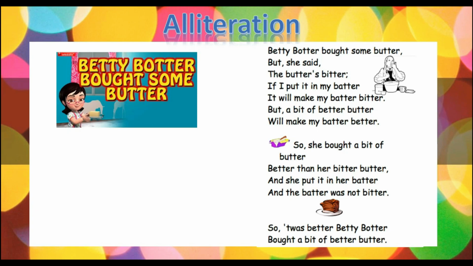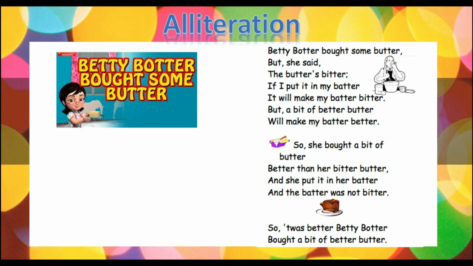What I want from you guys now is to open your big copybook. I want you to make sure to add the title, which is alliteration, and the title of the poem, which is Betty Butter Bought Some Butter. After you finish, I want you to write the three stanzas in your big copybooks, and circle the alliteration found in this poem.